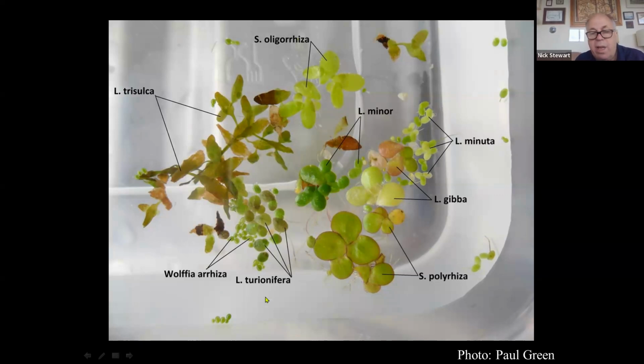Turionifera and valdiviana are fairly recent introductions. Lemna minuta is another introduction, but has been around for 30, 40 years, and is now quite widespread and common, whereas turionifera and valdiviana so far are really quite localized. Lemna minor and gibba are considered native. There's no reason to doubt that. So basically, we've got 3 small ones and 2 medium-sized ones to cover.